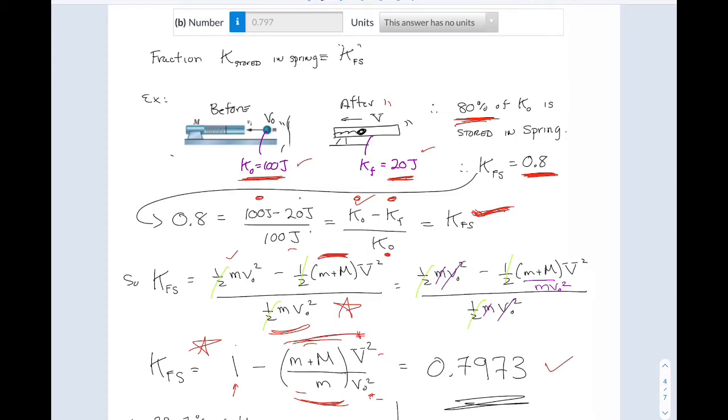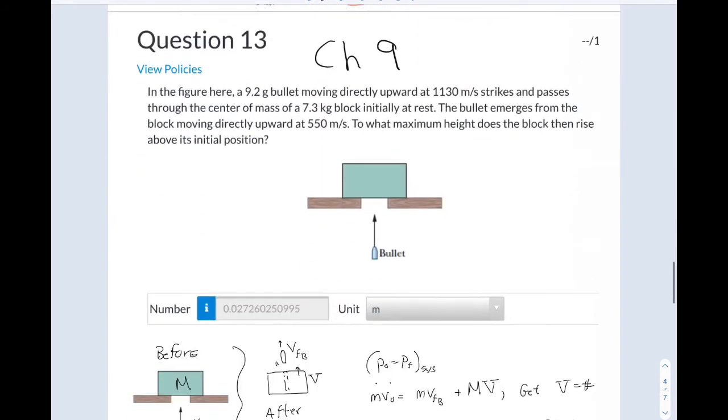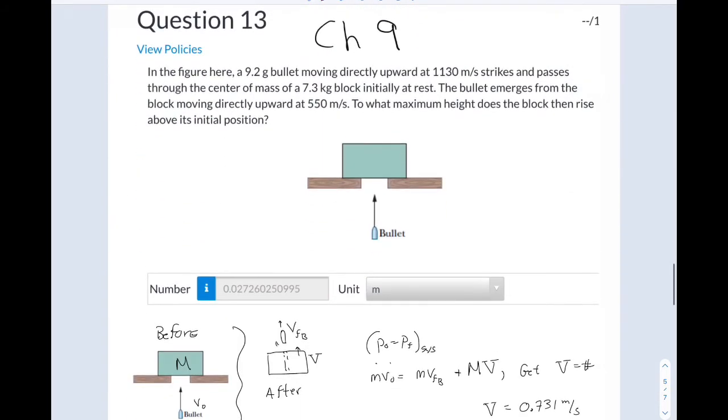So that says that 0.797 is the fraction of the ball's kinetic energy that's now stored in the spring. That's what they're asking you to find. They ask you to find the percent. It would be 79.7% of the ball's initial kinetic energy is stored in the spring.